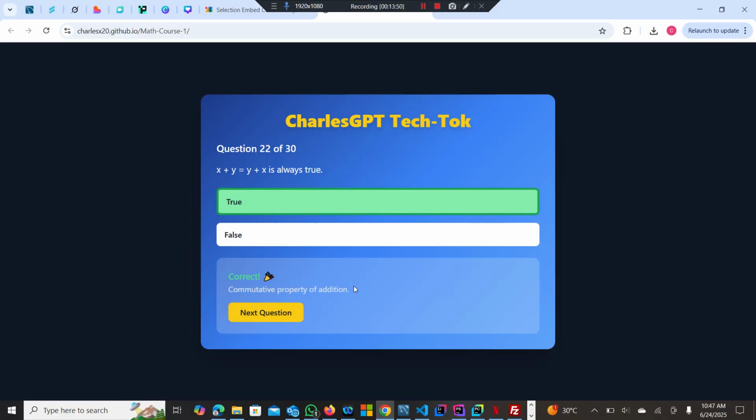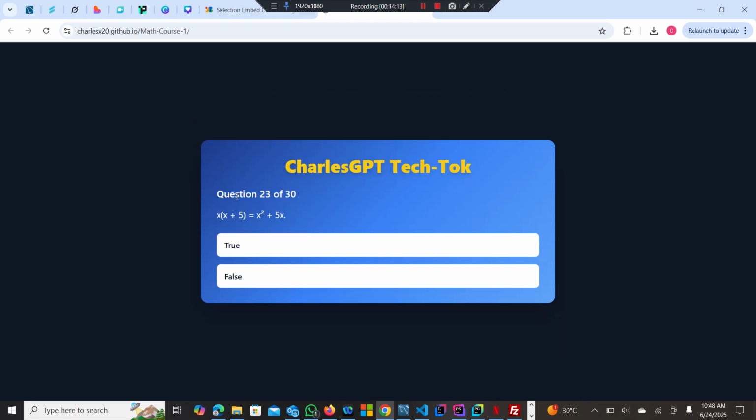Commutative property of addition. Commutative properties also go with multiplication as well. So 2 times 3 is still the same thing as 3 times 2. The order doesn't matter. It still gives the same result. That is the meaning of the commutative property.